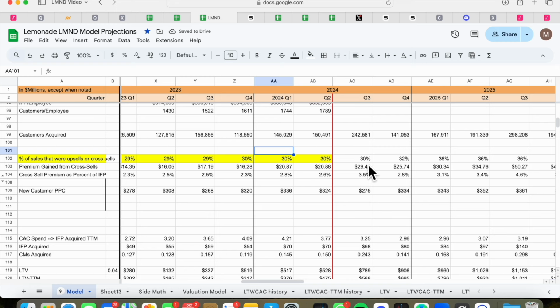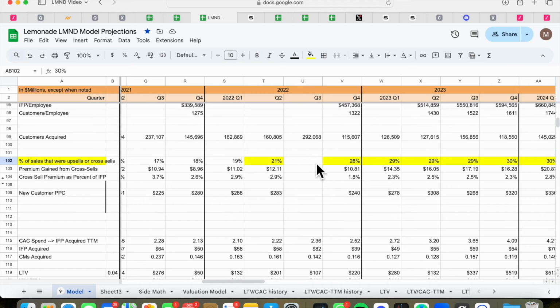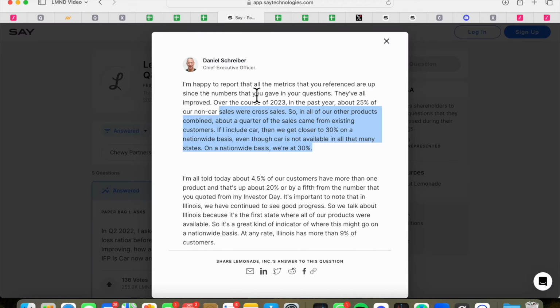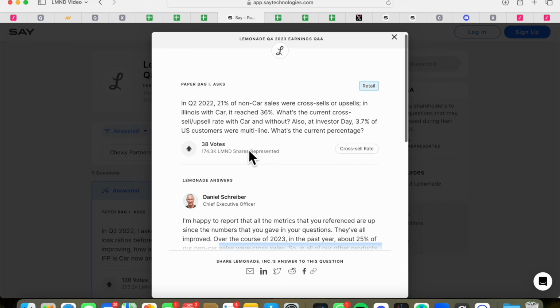How am I figuring that out? I have this line here that says percentage of sales that were upsells or cross sells, and I have 30% here. If I go back a few quarters, I have one blank quarter I'm ignoring because that was the Metromile acquisition quarter. But going back to Q2 of 2022, I have 21%. And I'm bringing up a question here. At least I really liked the question because we really got into some of these specific modeling details.